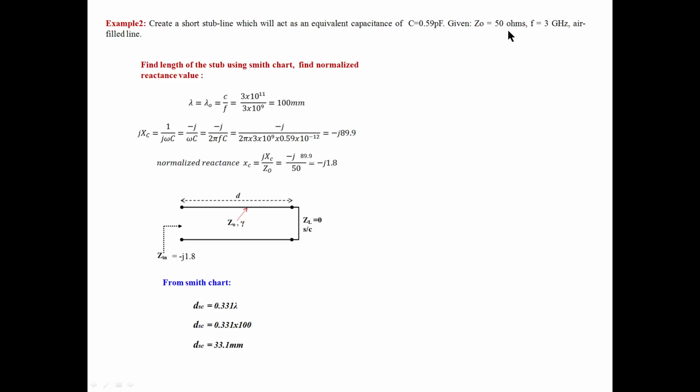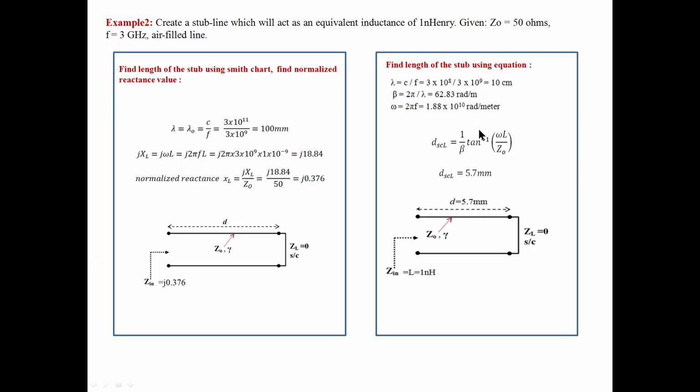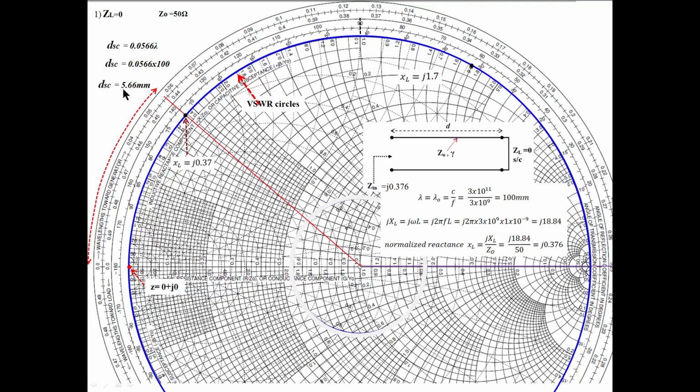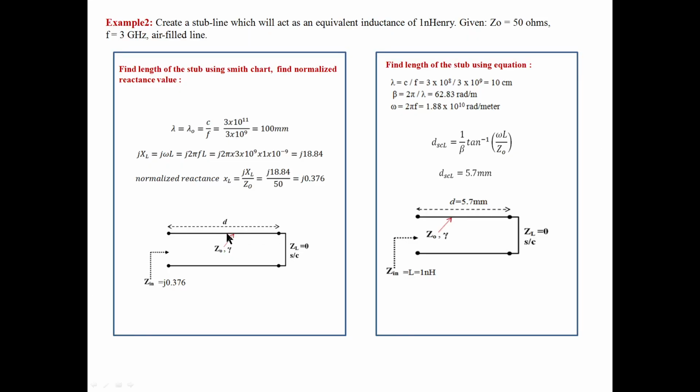See, here it is 3 gigahertz, 50 ohm line, air filled. Like the previous problem, same 50 ohm, 3 gigahertz, air filled. Previously, what was the length of the line? 5.7 mm. You got 5.66 mm. See, in this problem, if you take this length of the line, 5.66 mm, it behaves like an inductor of 1 nanohenry.